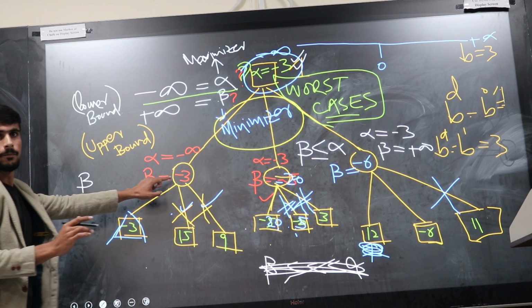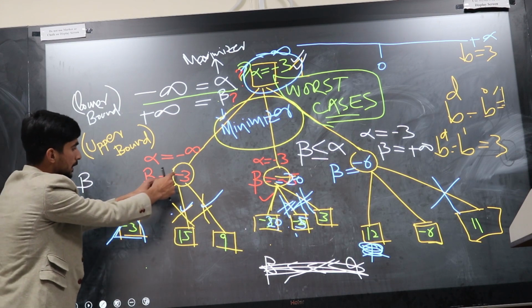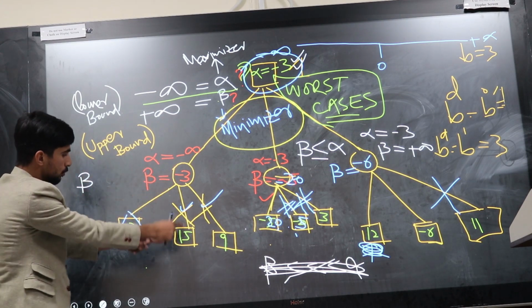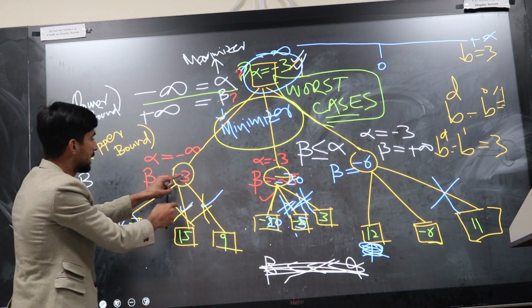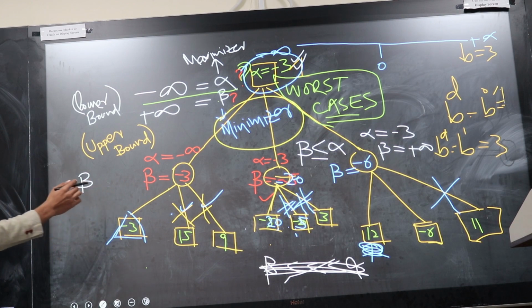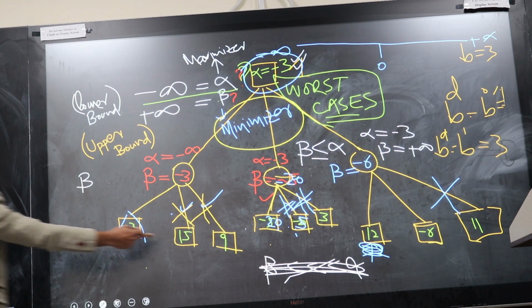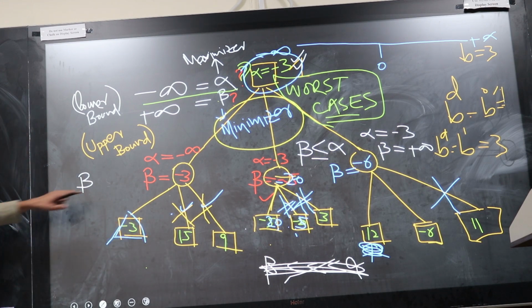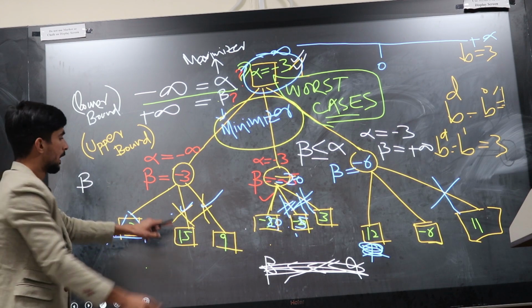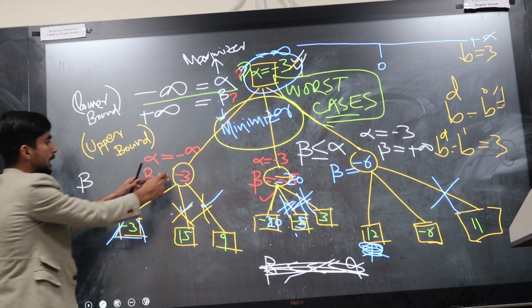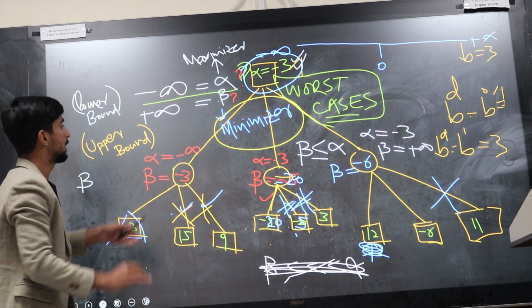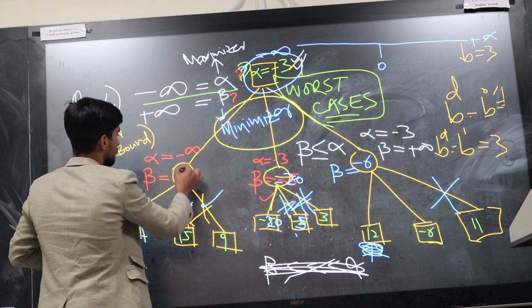Now it's -3, and then the search will come to this branch. It's 15. So we say that beta will accept only a minimum value. Here we have beta value -3, and 15 is greater than -3, so beta will not accept 15. Again check for 9. 9 is again greater than -3, so it will not accept it. Beta is -3.